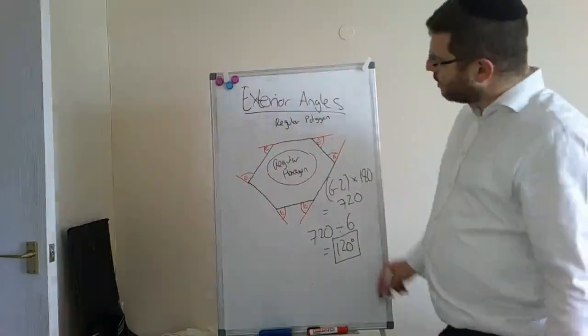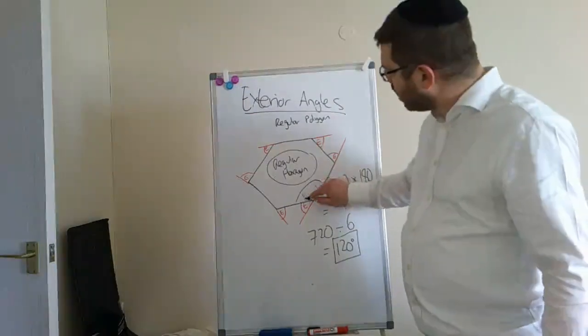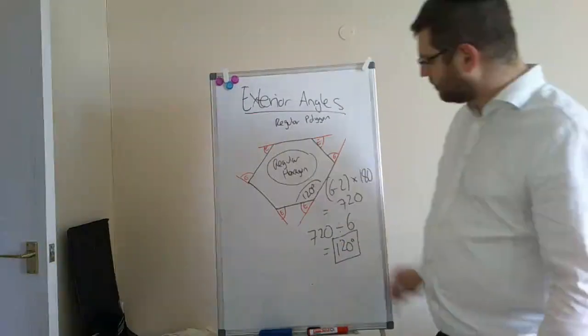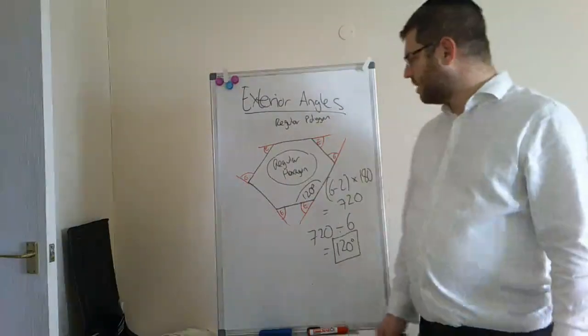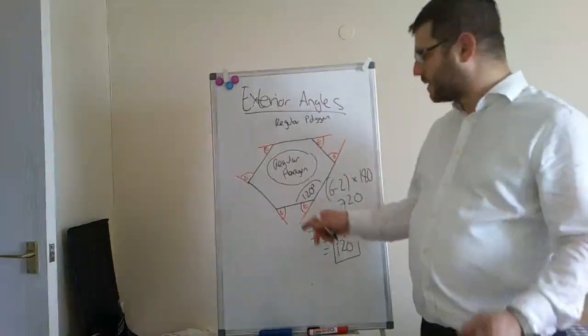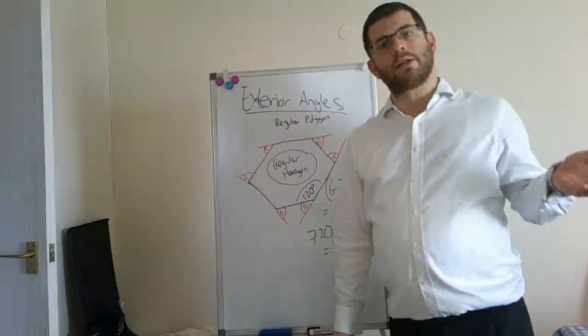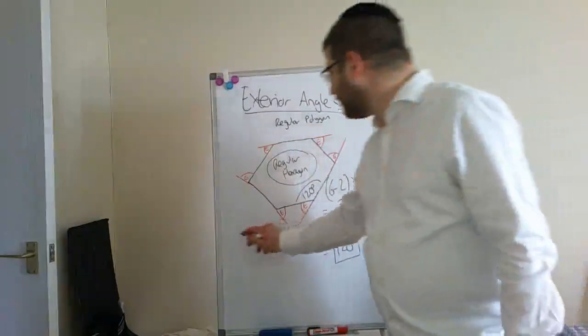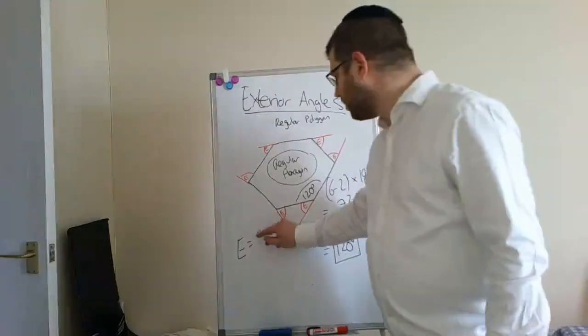120. So if I just label one of them, just any, because they're all the same. If I label this one over here, if that's 120, then the exterior angle must be the remainder up to 180, because we said in interior, this is a straight line. So if that's 120, then the exterior angle must be 180 minus that, which is 60. So this value of E, which because it's regular, they're all the same, is 60 degrees.